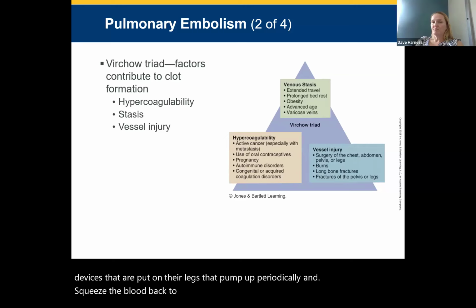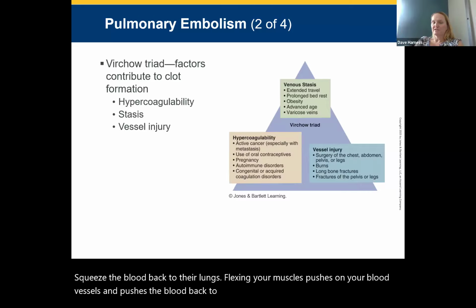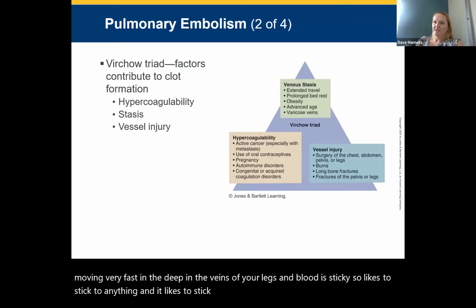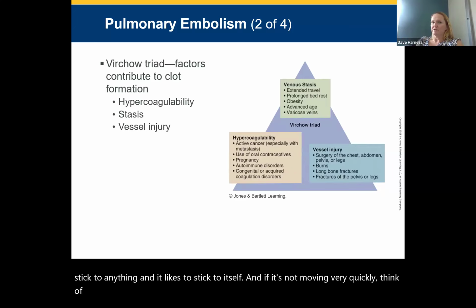Flexing your muscles pushes on your blood vessels and pushes the blood back to the lungs. The way the clot forms is blood isn't moving very fast in the veins of your legs, and blood is sticky. So it likes to stick to anything, and it likes to stick to itself. And if it's not moving very quickly, think of a very slow moving river. It can catch and start to clot to itself.